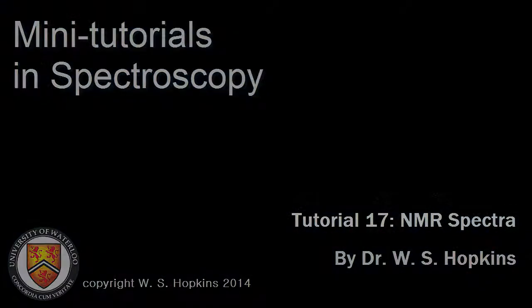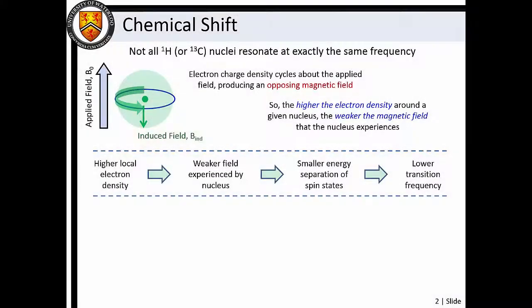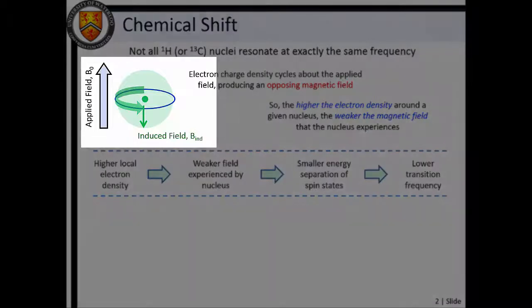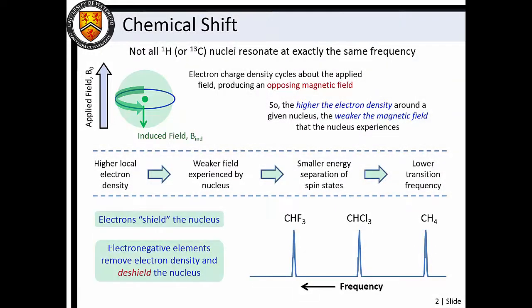Let's talk about NMR spectra. The NMR transition frequency of a nucleus depends on the magnetic field experienced by that nucleus. In a given applied magnetic field, not all atoms of a particular element will resonate at exactly the same frequency. The local magnetic environment of the atom within the molecule plays a critical role in determining the exact transition frequency. For example, induced magnetic fields arising from circulating electron density can enhance or diminish the effects of the applied magnetic field. Since electron density is determined by the chemical environment, this phenomenon is referred to as chemical shift.